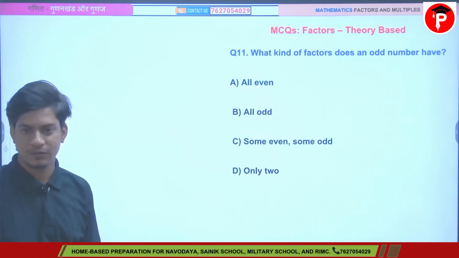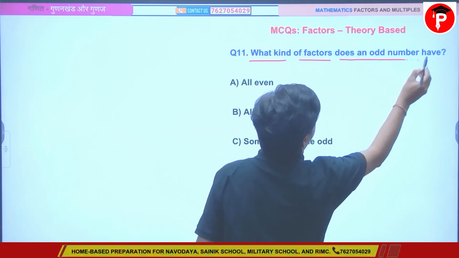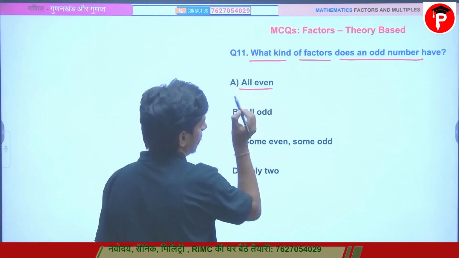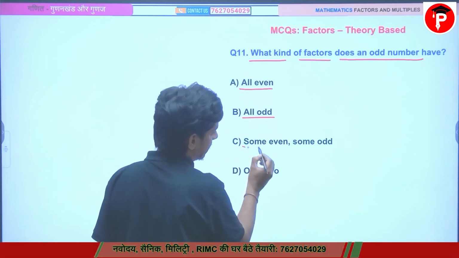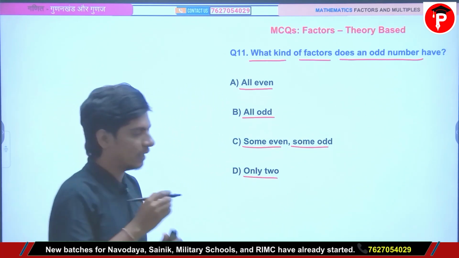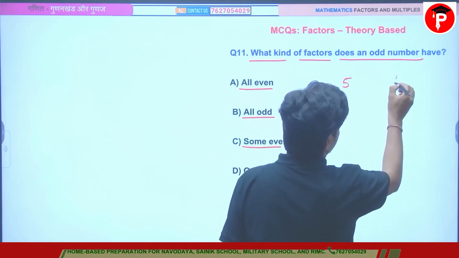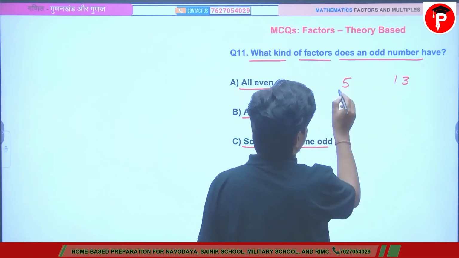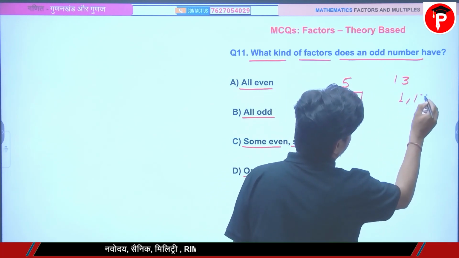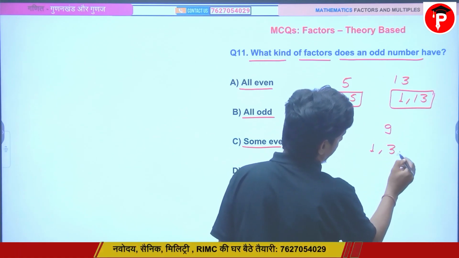Now next, question number 11. What kind of factors does an odd number have? Options are all even, all odd, some even, some odd, only 2. If we look at some examples, number 5, number 13. The factors of 5 are 1 and 5. The factors of 13 are 1, 13. The factors of 9 are 1, 3 and 9.